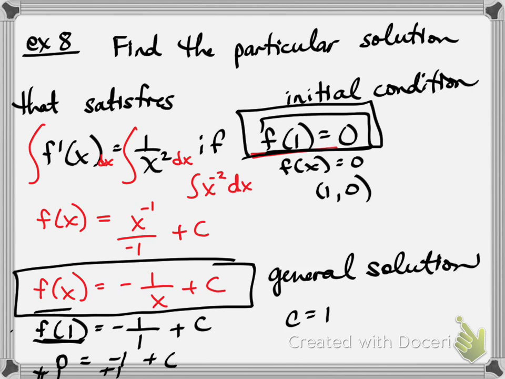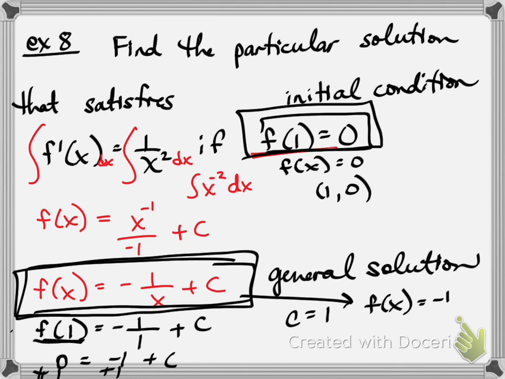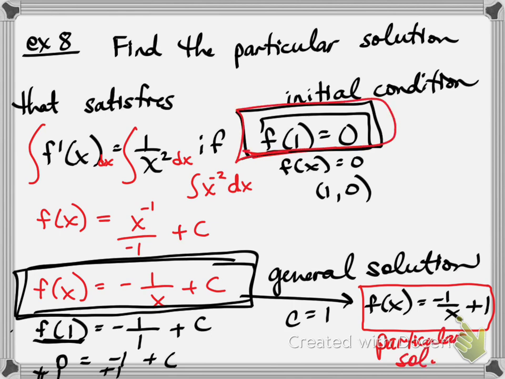So you plug that back into your general solution, and you learn that f of x is negative 1 over x plus 1. And this is the particular solution that satisfies our initial condition.